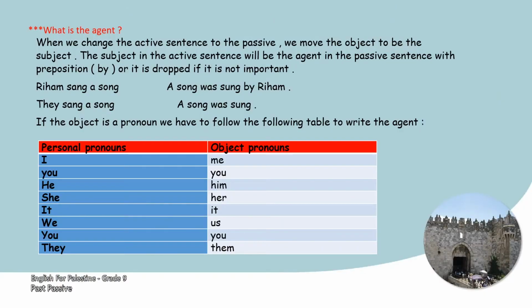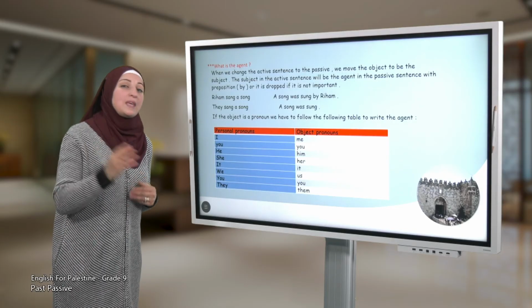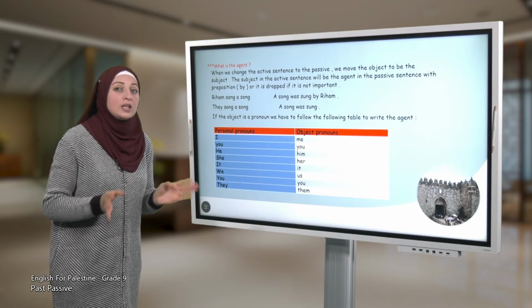Here we will talk about the agent. What is the agent? When you change an active sentence into passive, you will move the object in the active sentence to be the subject in the passive sentence. So, the subject in the active sentence will be the agent in the passive sentence with the preposition by. I will use the preposition by, or I may drop it if it is not giving me any extra information.